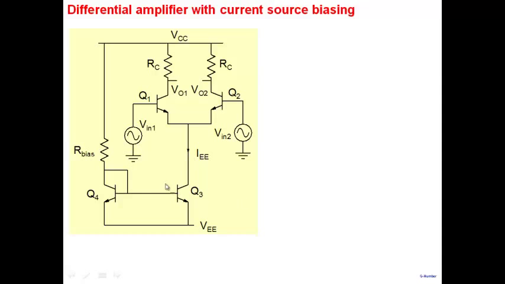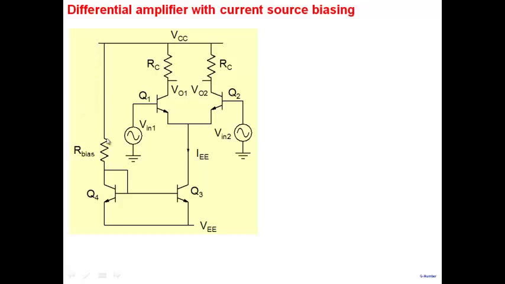And how do we bias Q3? We bias it through Q4 here. If you recall, in one of the early lectures in a homework assignment, we had seen that Q4 and Q3 form a current mirror. Whatever current flows here, almost the same current flows in Q3 as well. And therefore, the current IEE is decided by the current that flows here.